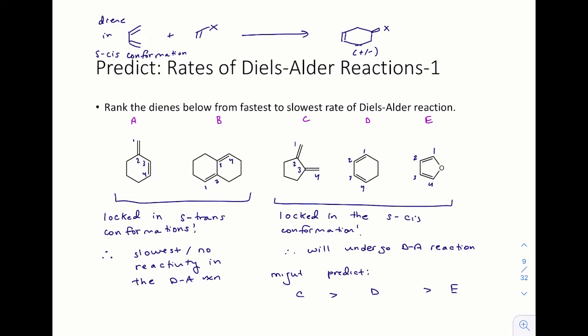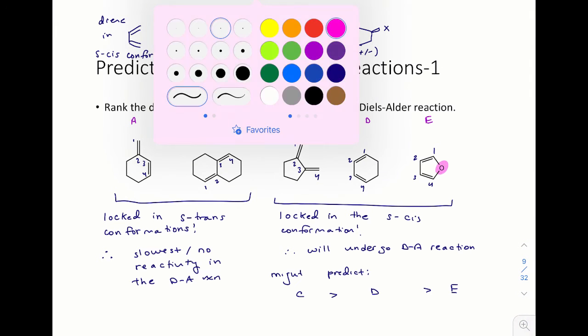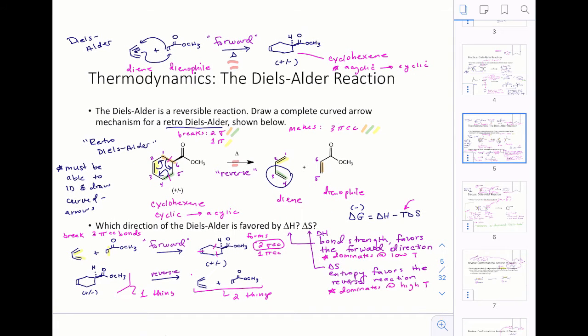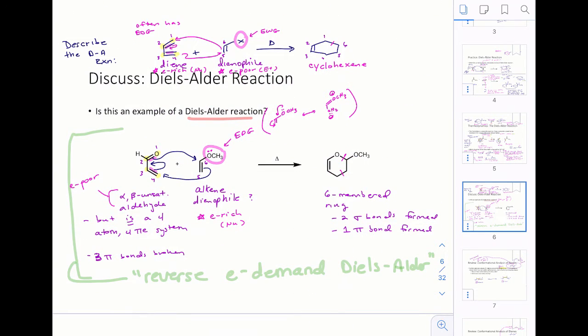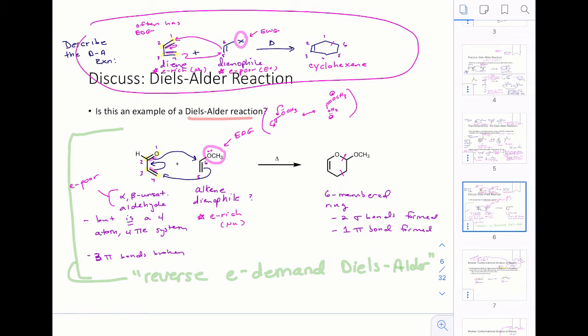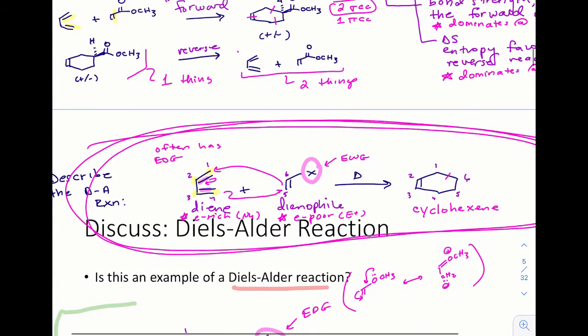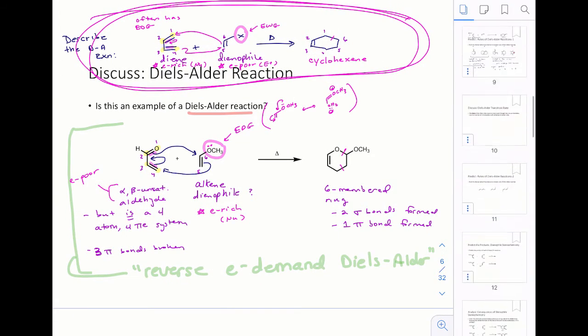Why might one predict that? Great question. Let's look at the slowest one first because I think it's the most confusing. One might say, hey, look, there's an electron donating group on this diene. That should speed up the rate of Diels-Alder, given our initial analysis. I did mention that often in the normal electron demand Diels-Alder, the diene has an electron donating group and the dienophile has electron withdrawing groups, such as represented here at the top of the screen.